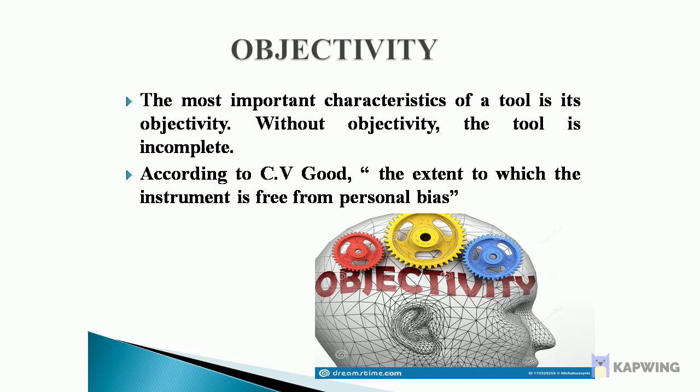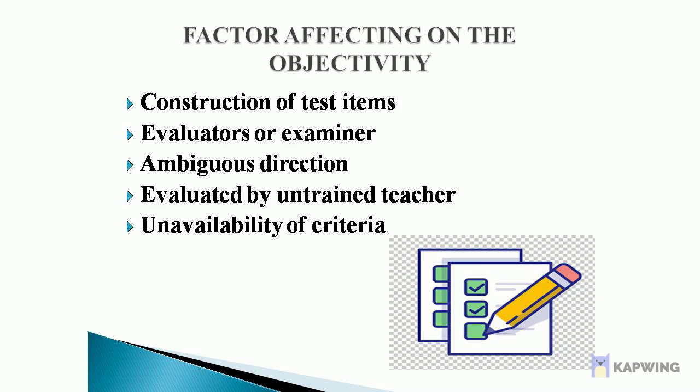Factors affecting objectivity. First one is construction of test items. The first and foremost factor which affects the objectivity of the test is the construction of test items. Next is evaluators or examiners. The examiner or evaluator also affects the objectivity of the test. If the examiner is careless or has partial bias, it affects the objectivity of the test.